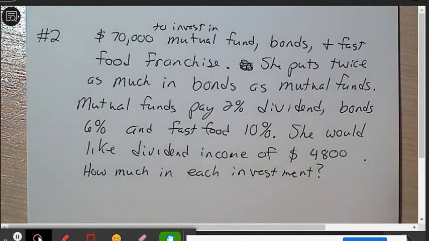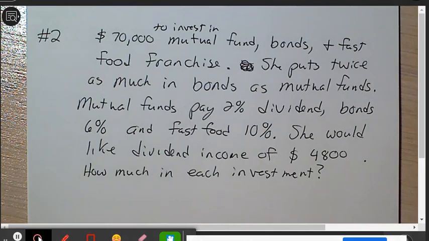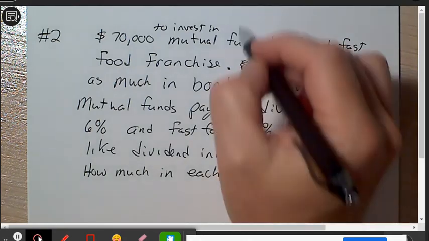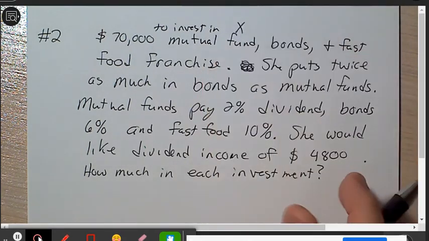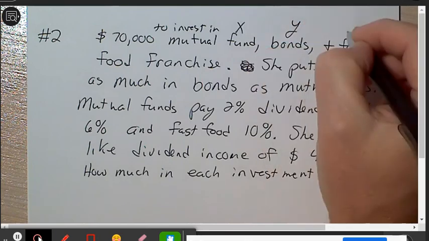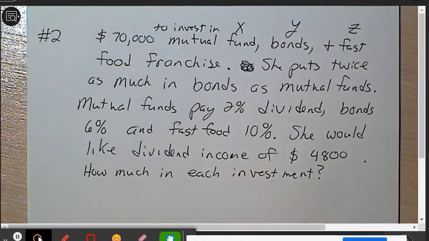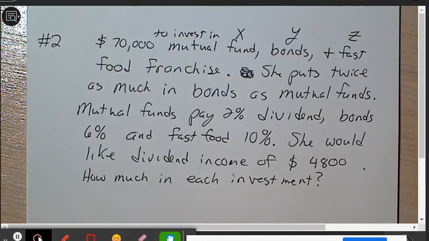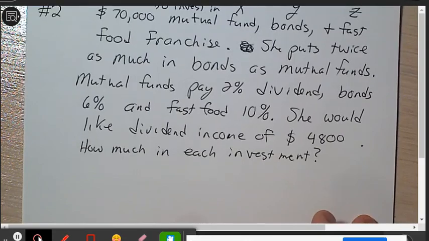Okay, so your setup is again kind of along the same way. If I'm going to read through this one, we'll go with the mutual fund is X, the bonds will be Y, and the fast foods will be Z. And again, the order you pick doesn't matter. Just whatever you define it as, make sure you have that in mind when you go through these.